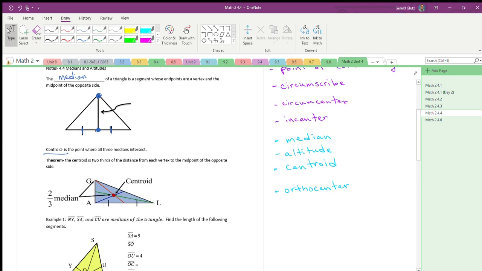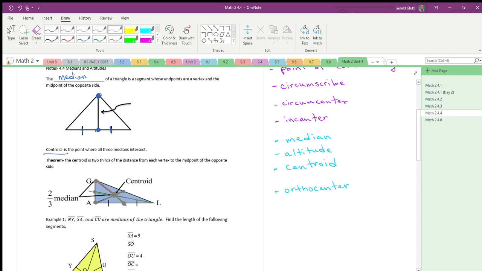So if you look right here, this is a midpoint between G and A, and it goes from vertex L, so that's a median. This is vertex G, and then this is a midpoint between A and L, so that is another median. And then vertex A goes to this midpoint between G and L, so that's our third median. So where all those connect, that point right there, is the centroid.